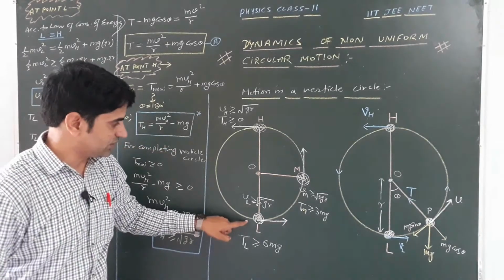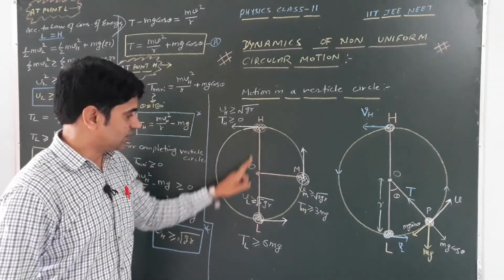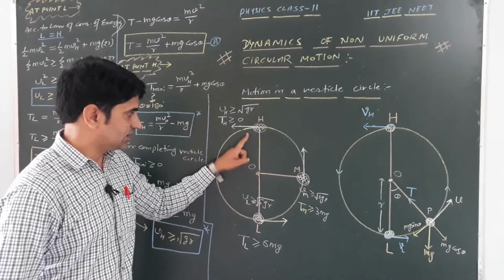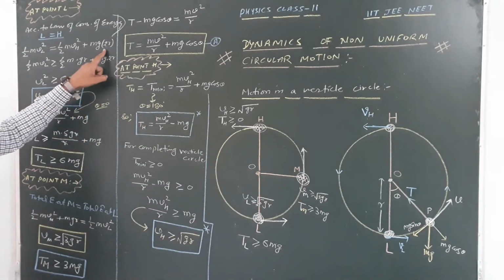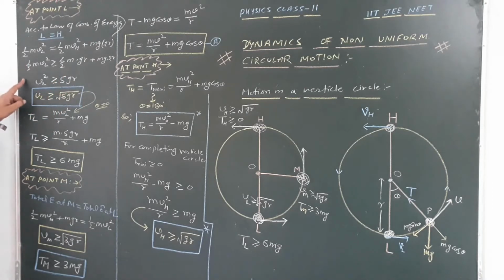So when the stone moves from L to H, it will cover a height equal to r plus r, that is equal to 2r. So potential energy becomes mg 2r. One can easily find out from this equation that VL should be greater than or equal to square root 5 gr.